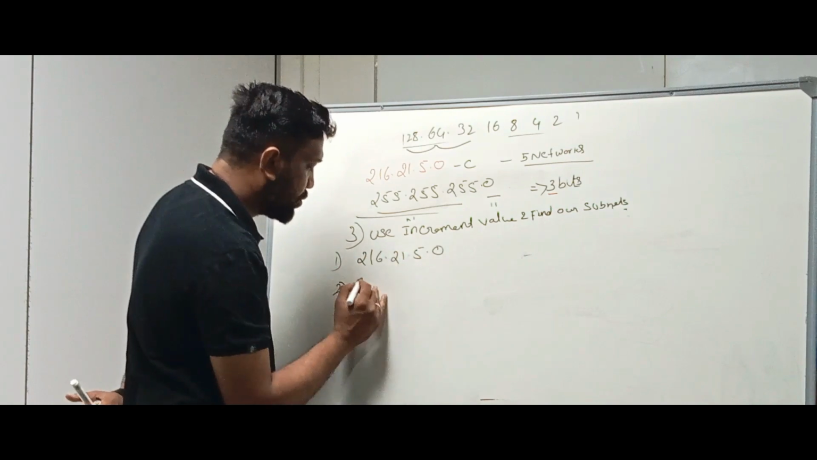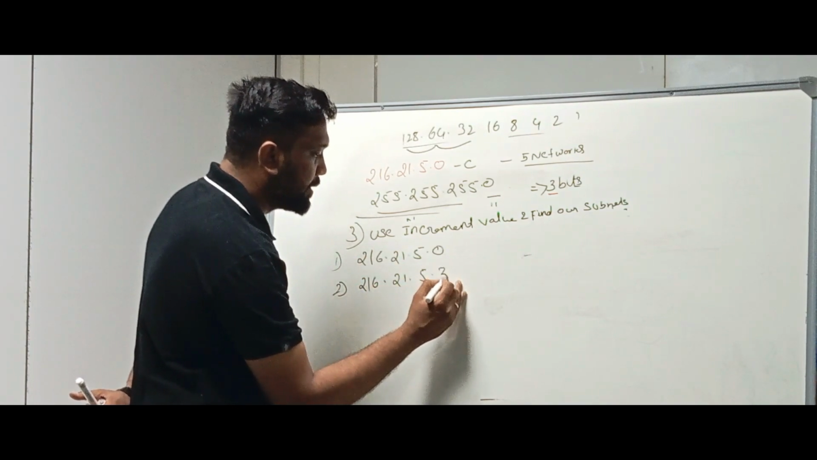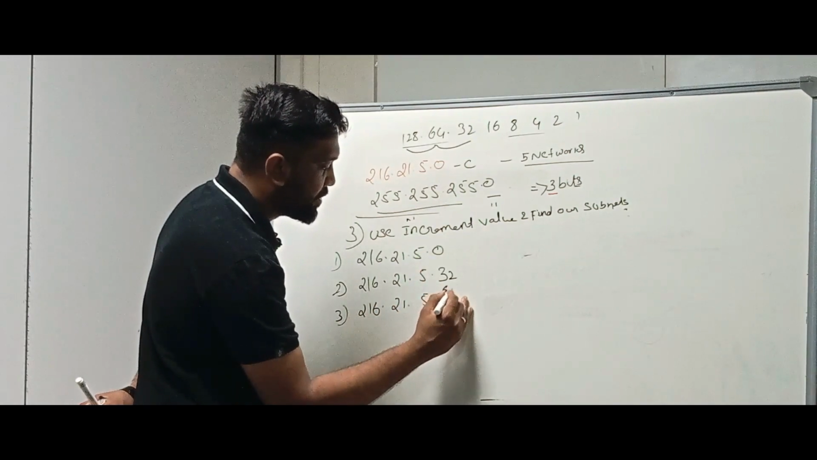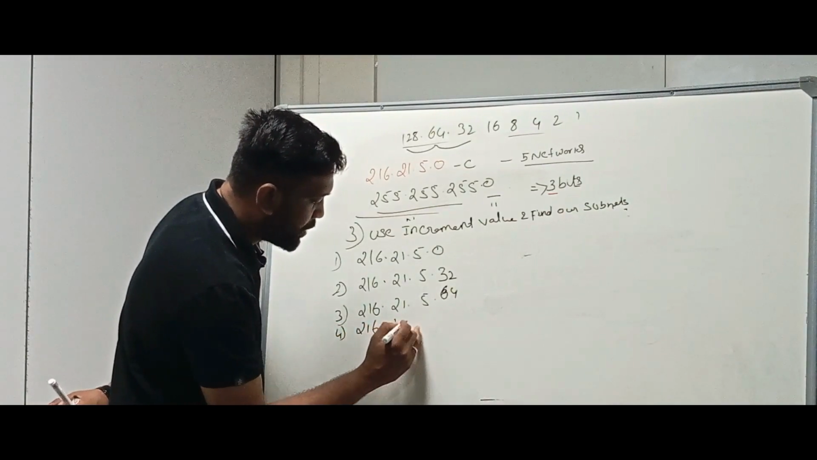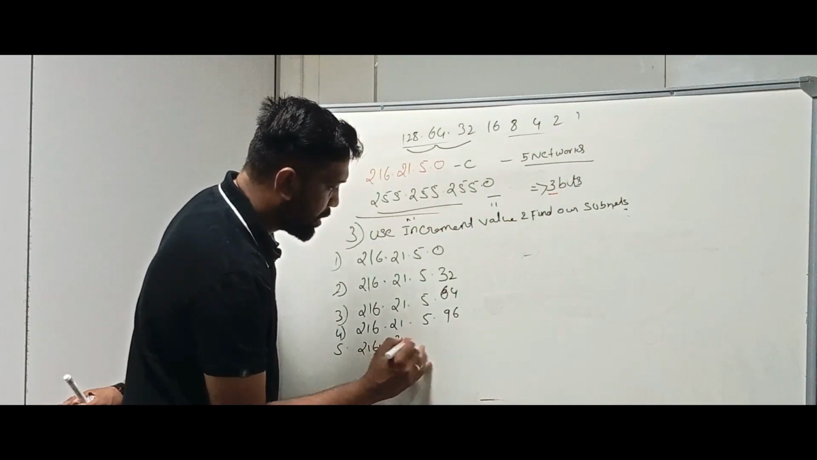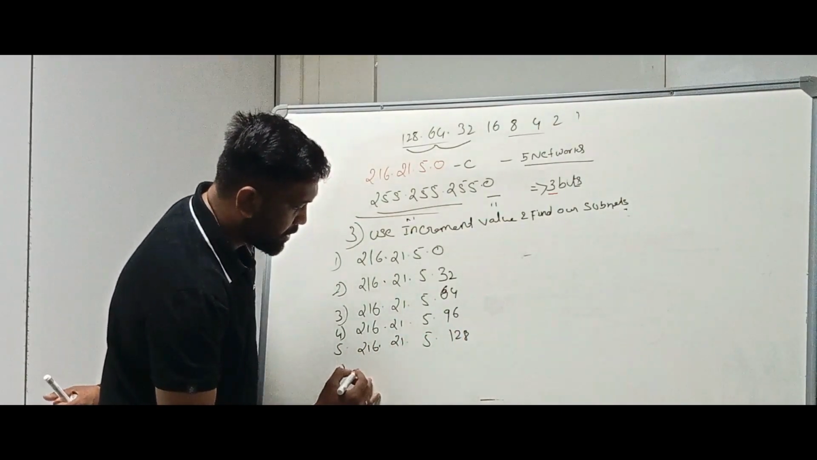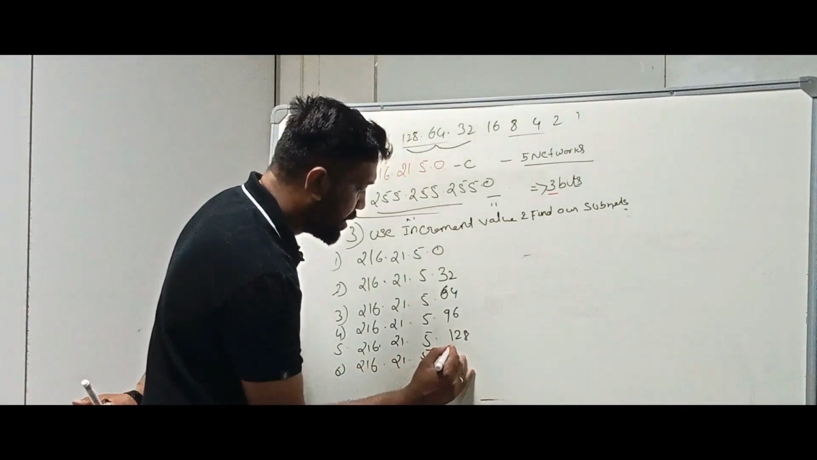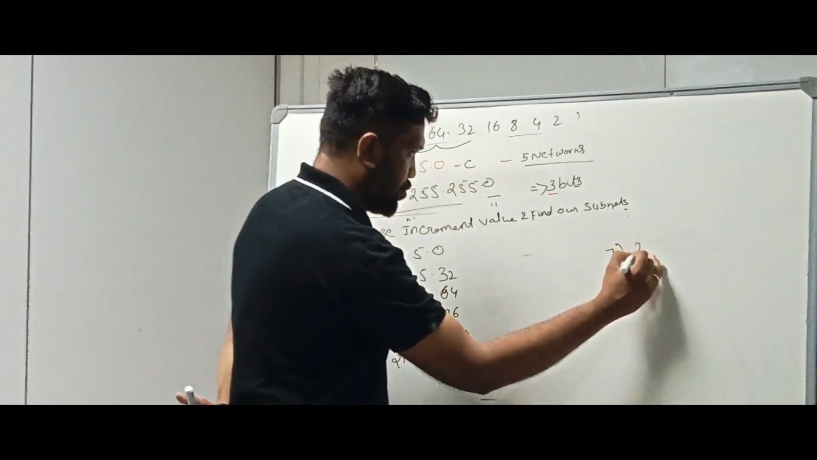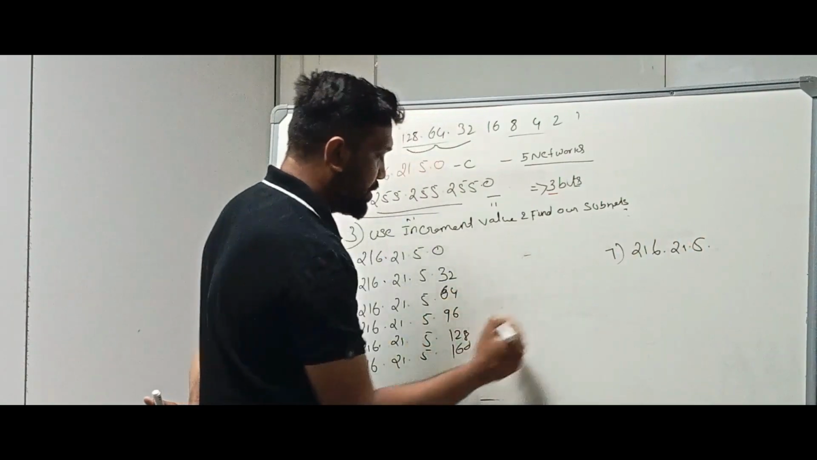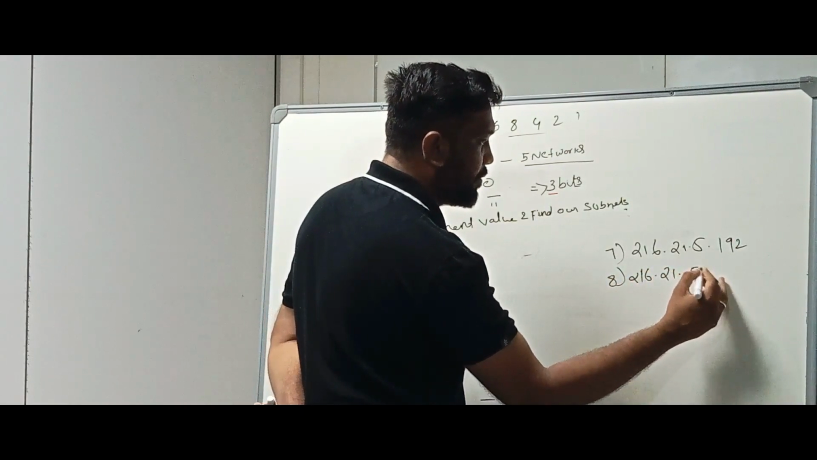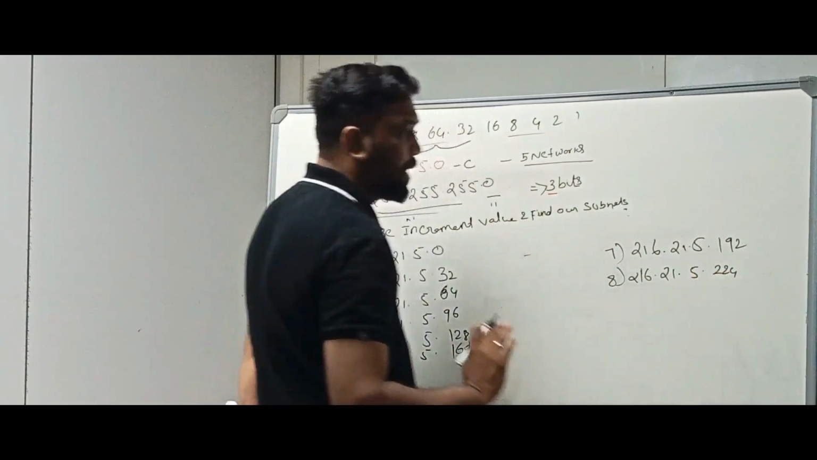Now second network by incrementing 32. 216.21.5.32. This is second network ID. Third network, 216.21.5.64. Fourth network, 216.21.5.96. Fifth network, 216.21.5.128. My sixth network, 216.21.5.160. Now my seventh network, 216.21.5.192, and then eighth network, 216.21.5.224. Okay, this is my total network.